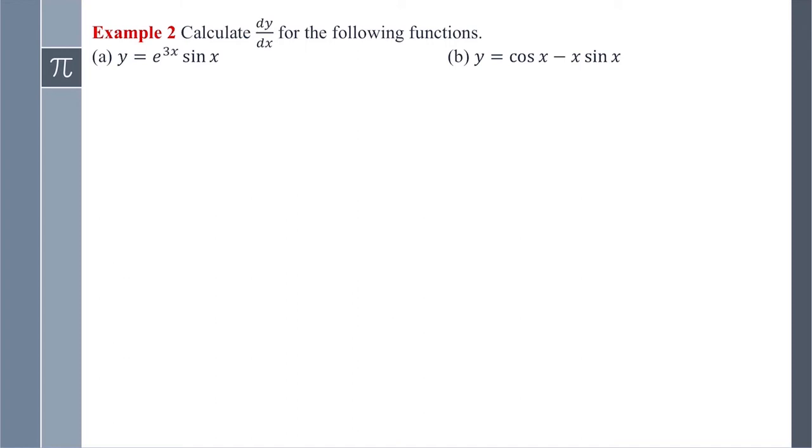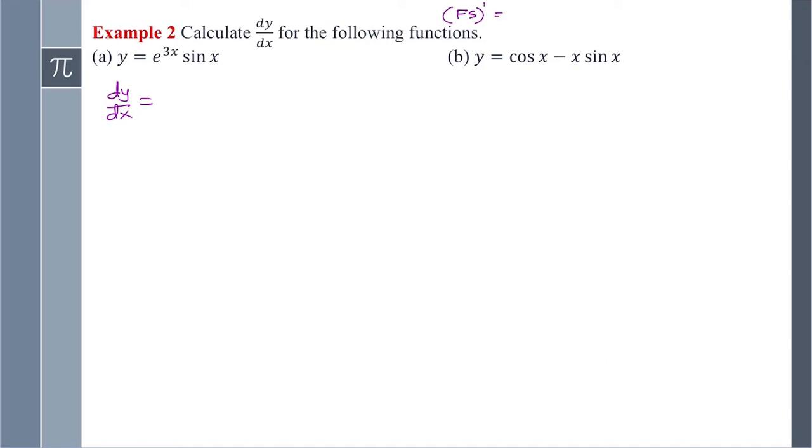So the first example here is y equals e to the 3x times sine x, and we are finding the derivative. Look over here, we have a product of two functions. So we have e to the 3x as one of the functions, and then sine x as the other function. So we have to use the product rule here. So dy over dx equals, now the product rule, if you remember, so we have first function and second function.